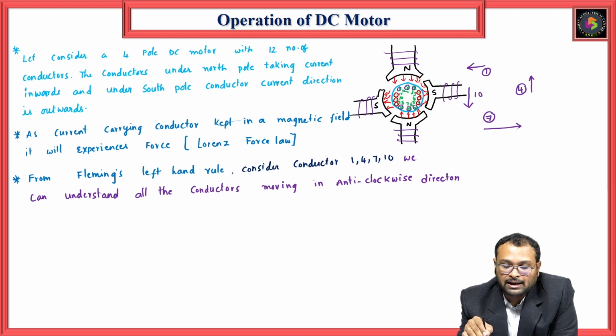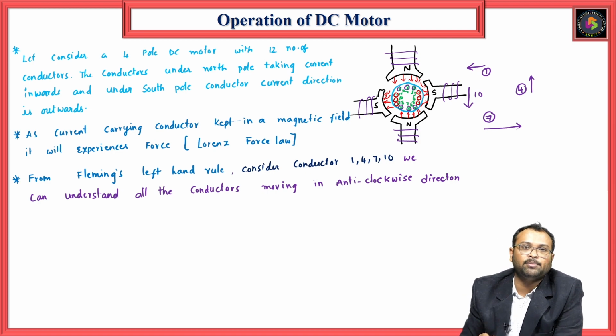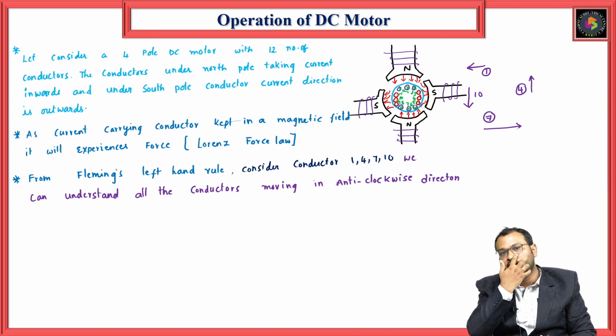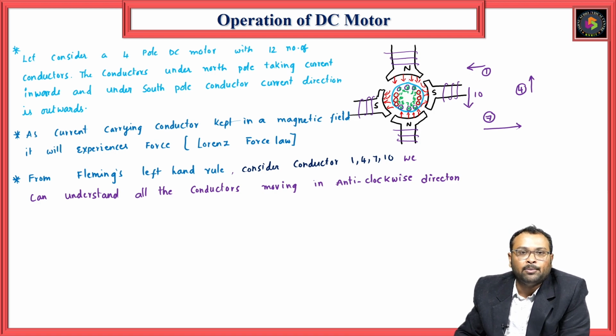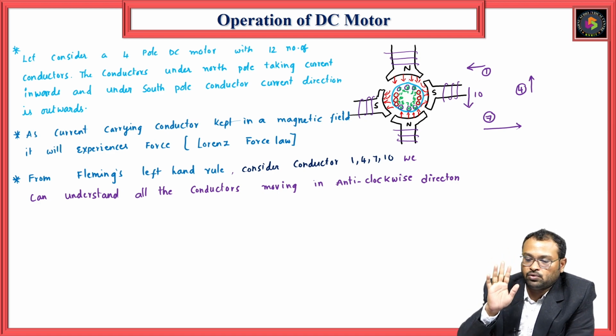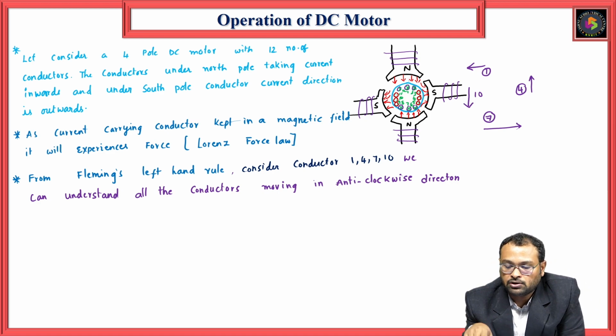When it is generating an EMF, what is the direction of EMF? How will we find the direction of EMF? We will find the direction of EMF by using Fleming's right hand rule. Okay, we will apply Fleming's right hand rule. So we will forget about the direction of the current in 1. First we will check the direction of the current from Fleming's right hand rule.